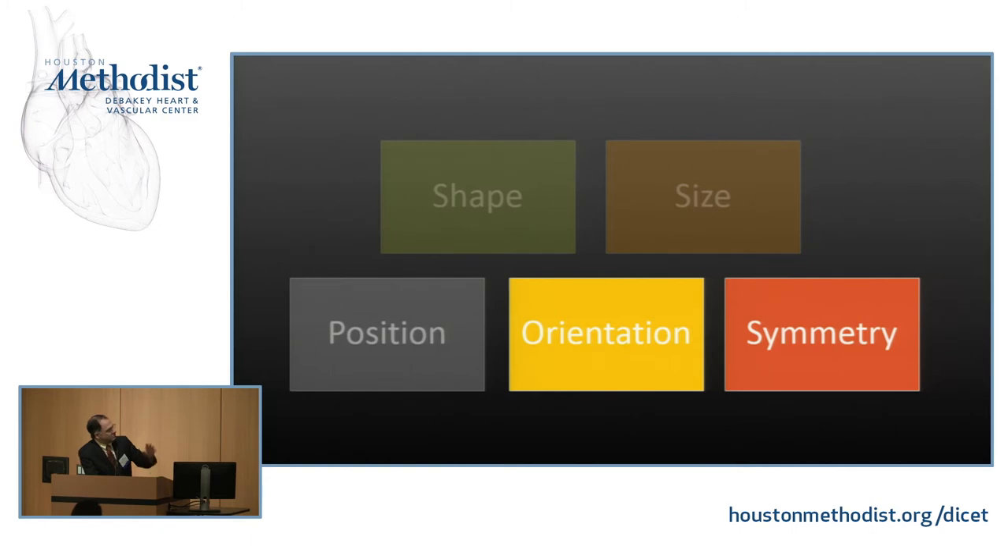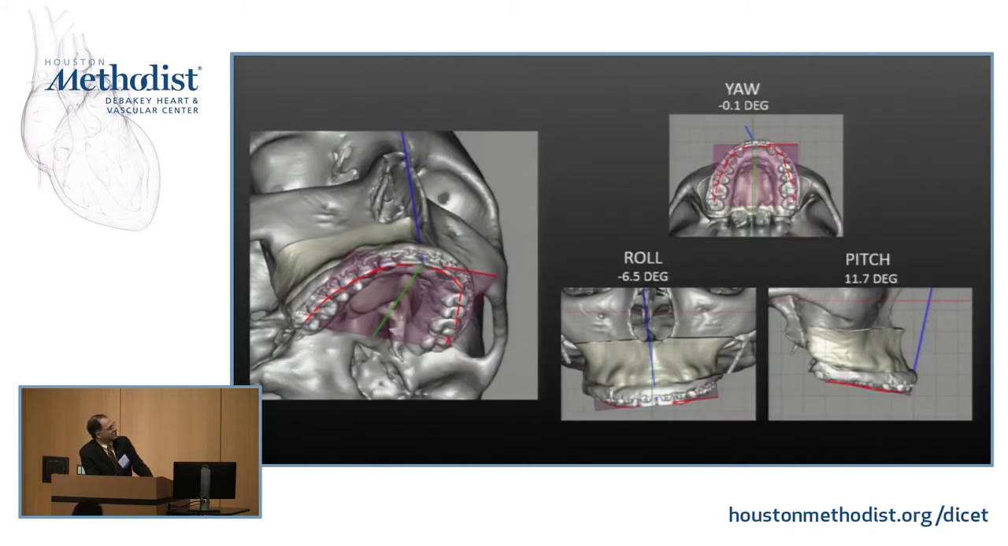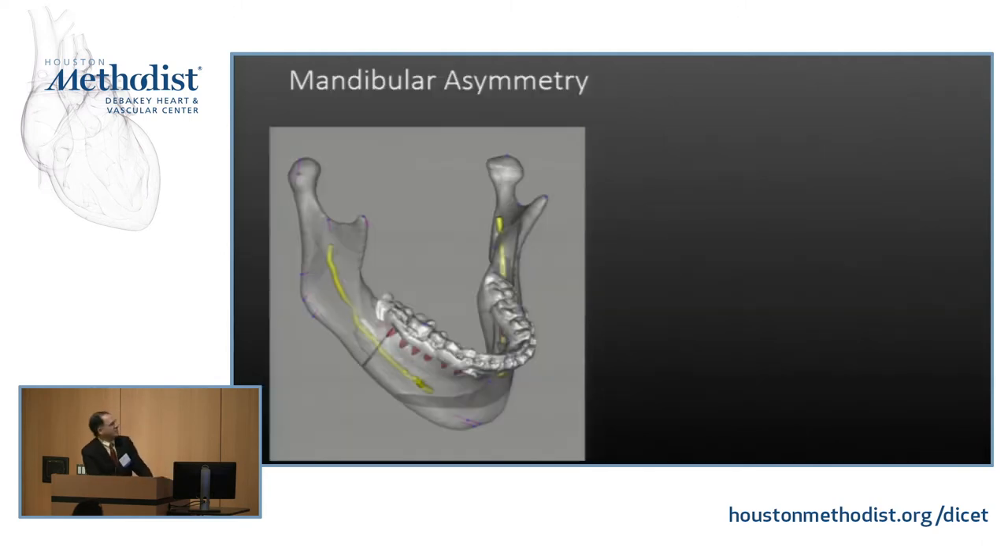So we're going to just talk about a few things. For example, we have a way of measuring the orientation of the jaws that are out of alignment automatically. The computer will create all these landmarks and create frames of reference using principal component analysis, and will give you exactly how many degrees of yaw rotation or roll rotation or pitch rotation we have. So when we go to reconstruct these things, we just type numeric values and everything goes into the correct alignment.